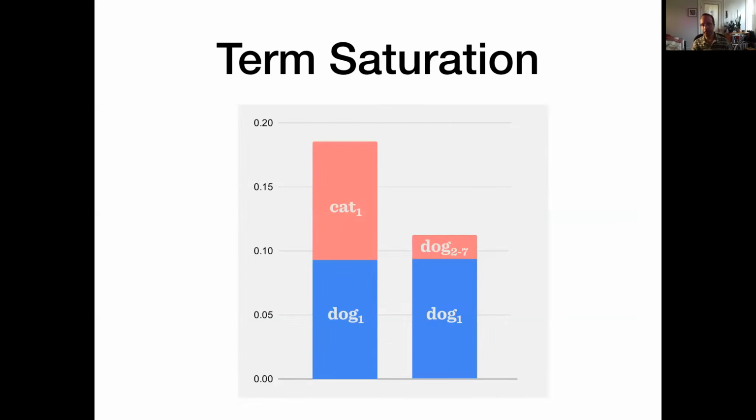So the effect of this is that if we have a document with 1 instance of dog and 1 instance of cat, you can see that each of those occurrences is giving a really strong contribution to the score. Whereas if we have 7 dogs, you can see the contribution of dog 2 through 7 doesn't even come close to the contribution of the first cat. So it's through term saturation that we achieve this preference for matching more query terms over matching lots of occurrences of a single term.